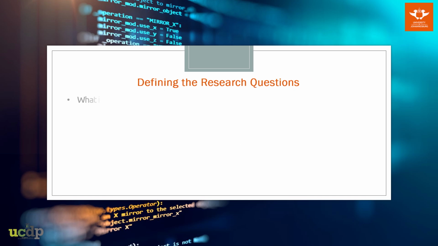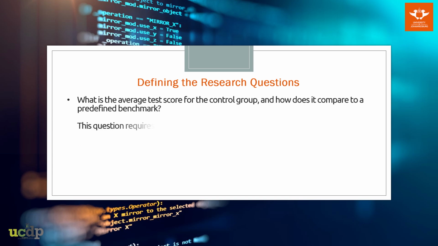Let us now bring all of these ideas together using a realistic research question. We want to calculate the average score for a control group and compare that value to a predefined benchmark. This is a common analytical task across many research contexts.